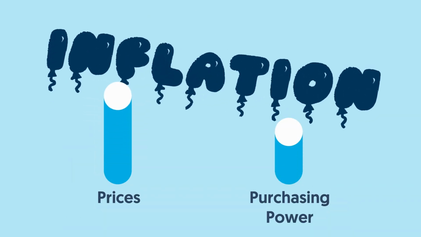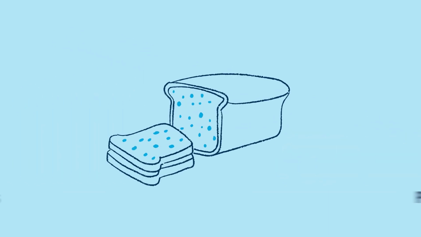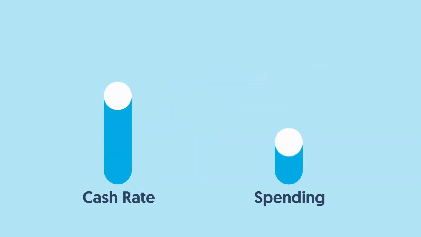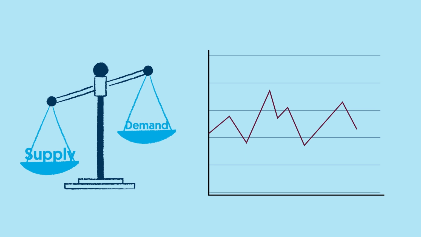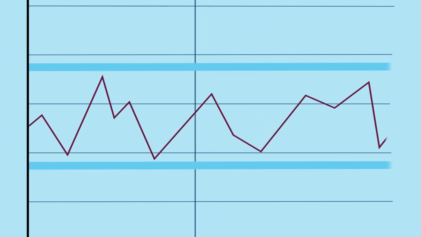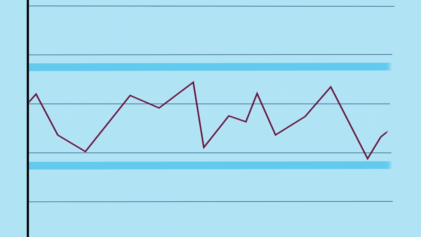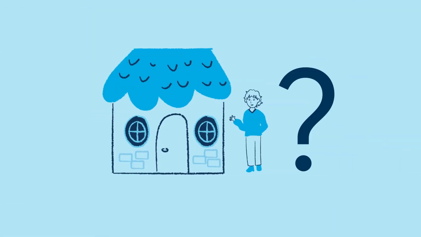Inflation is an increase in prices and a fall in the purchasing power of your money. Remember when a loaf of bread was $2 and now it's closer to $5? That's inflation in action. If inflation is high, increasing the cash rate could slow down spending. It's all about supply and demand. Less demand for goods and services should make them cheaper, lowering inflation. The RBA likes to keep inflation in a target range, and changing the cash rate is one of their main tools to achieve this. More importantly though, what does this mean for you and your home loan?